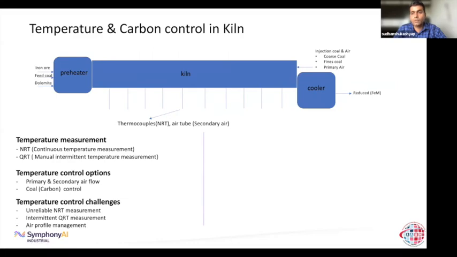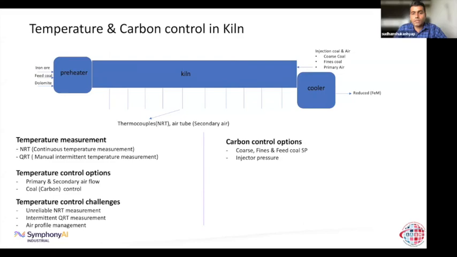and that is due to the coating happening on those thermocouples, and these QRTs are intermittent, so they are not continuous. You get every 6 hours, so you don't know what is happening in between if your NRT sensor is not working properly. And another challenge is air profile management. If the air profile is not nice, then temperatures are not going to be even throughout the kiln.